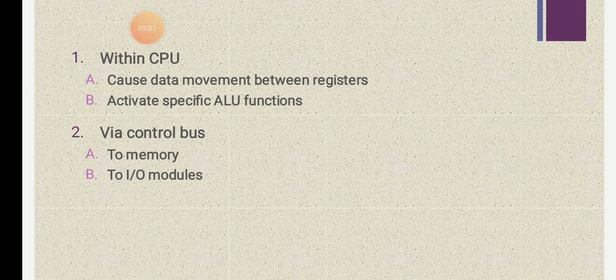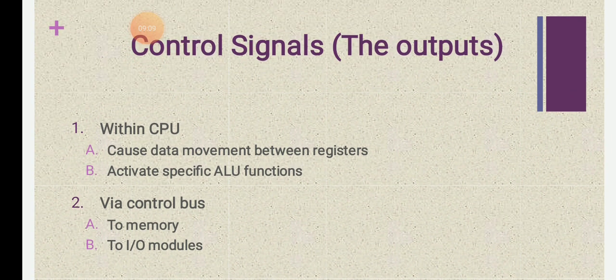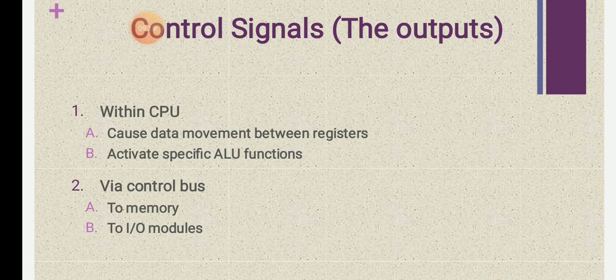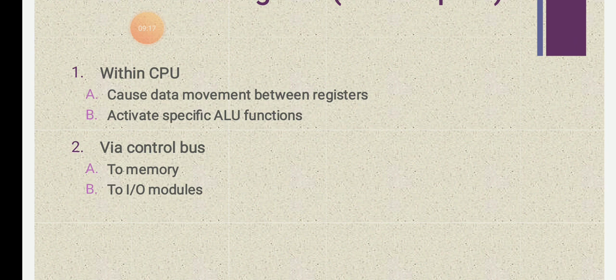Next one is the control signal. So that is the output. Okay, so you are taking the input and output. So inputs are what? You are considering here the output within the CPU. What is that within the CPU?